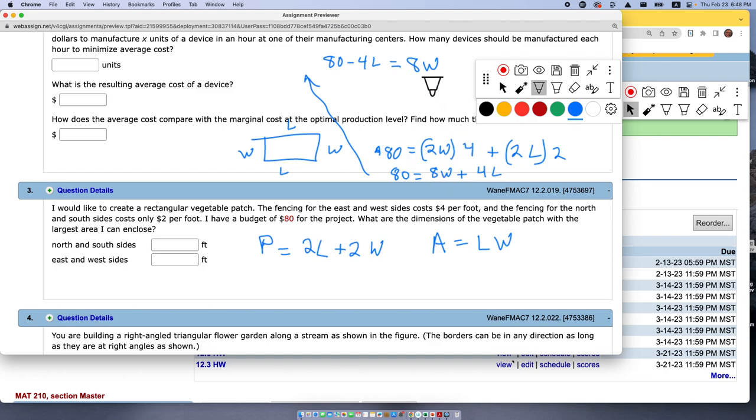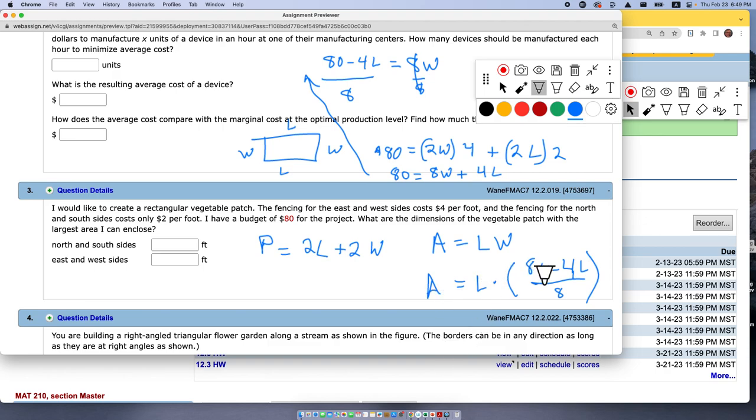And then how do I get the W by itself? Divide by 8. So this is what W equals. So when I come down to my area function, I'm going to replace this W. So there's the L, the length. I'm going to replace it with this function, or this thing, 80 minus 4L, all over 8. That's going to be the area. I'm going to want to maximize that.